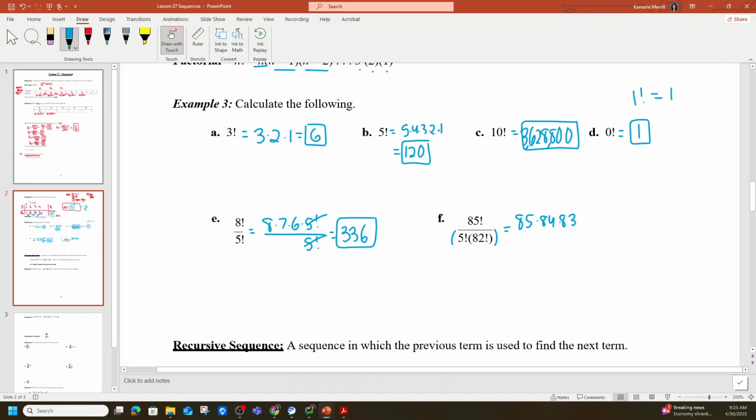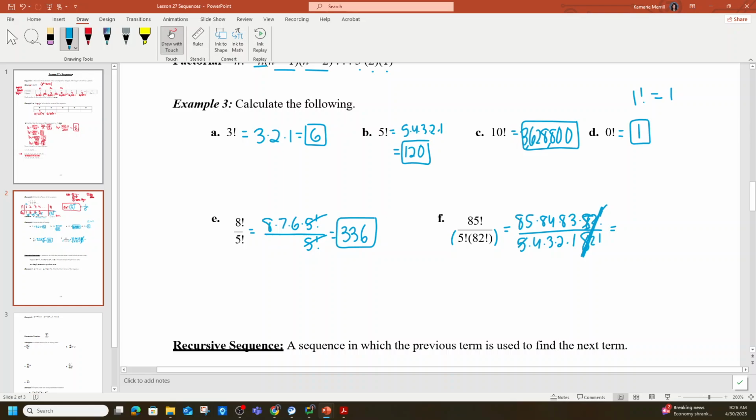82 factorial can cancel, right? Oops. 82 factorial gets to cancel, okay? And then I still have this 5 factorial, so maybe it's not going to save you time, but all I'm saying is you can cancel factorials all down if you need to.